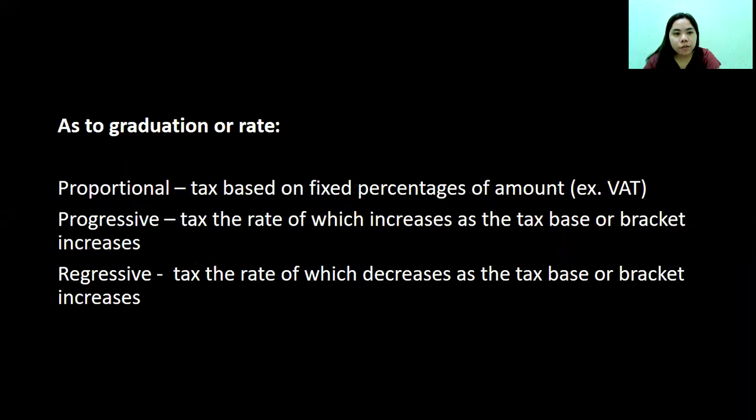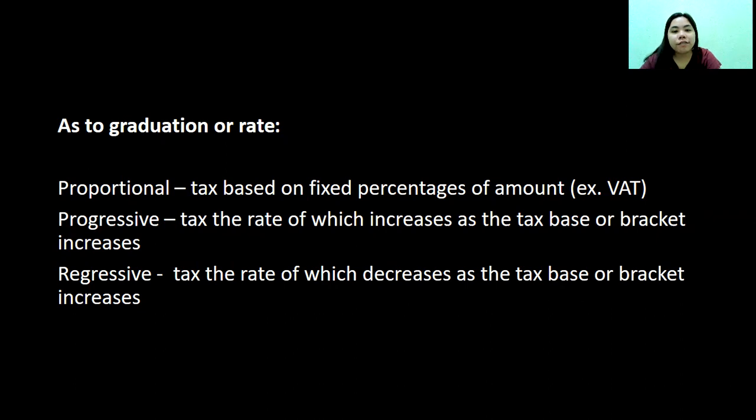Then next is as to graduation or rate. For proportional, tax based on fixed percentages of amount. So may fixed siya nga rate. For example, ang VAT is 12%. Kung gamay ang iya nga base, gamay man ang VAT. Okay, fix mo ang 12%. If dako ang base, so dako man ang VAT. Kaya example, ang 1,000 pesos subject to VAT of 12%, so that's only pila? 120. Then if 1 million naman ya tax base, of course, dako man ang iyang VAT, no? 1 million times 12%. So man na siya ang proportional.